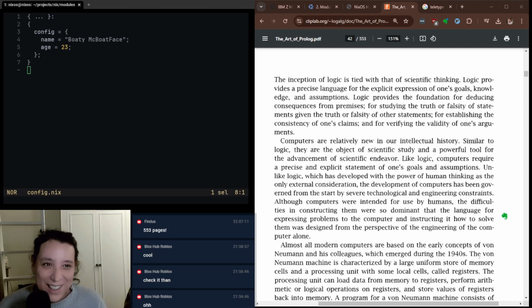Anyway, 553 pages. It's kind of long, right? We don't have to read through all of it tonight. You guys see that up here, right?